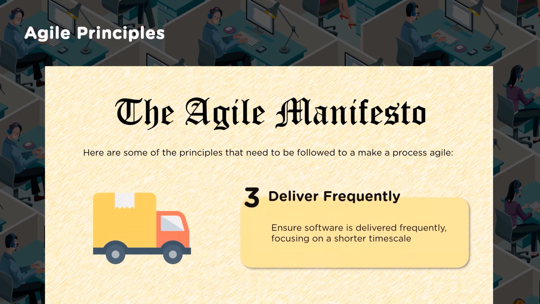Principle 3, deliver frequently. Ensure software is delivered frequently, focusing on shorter time scales. As I was mentioning while discussing the manifesto point, I keep creating smaller pieces of product modules so that I keep putting them into the base model and integrating them. And ultimately, once all the features and functionalities are integrated, we have a product with all the features and functionalities. So this needs to happen more frequently.